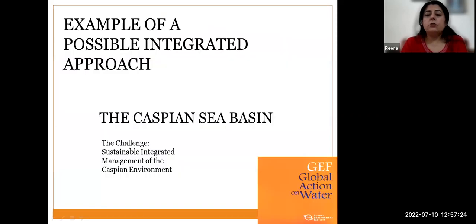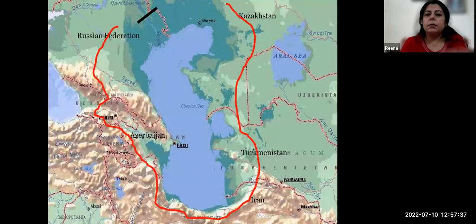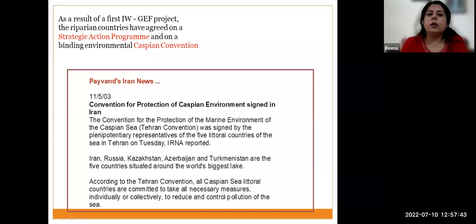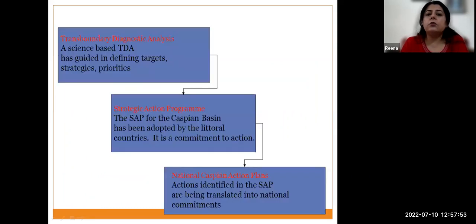Okay. So now this is a case study of a possible integrated approach, and it was implemented by Global Action Water in the Caspian Sea Basin. So this is the area of the Caspian Sea Basin, and basically it was under the strategic action plan on the binding environmental Caspian Convention under the Global Environment Fund. So the major issues that were analyzed, first there was an analysis of what kind of different issues are there, what kind of diagnostic analysis, transboundary challenges are there. Then a strategic action program was made, and then national Caspian action plans were made.